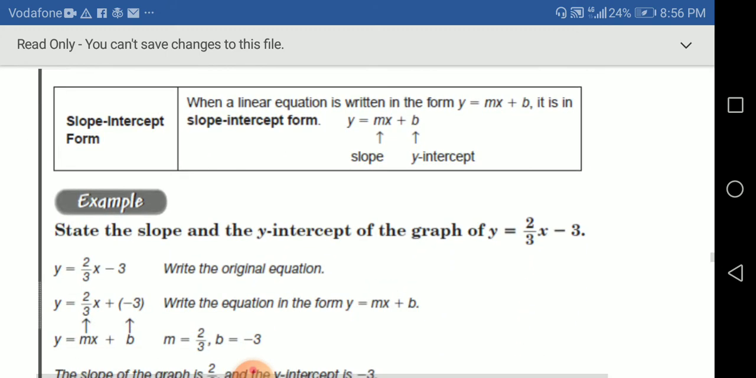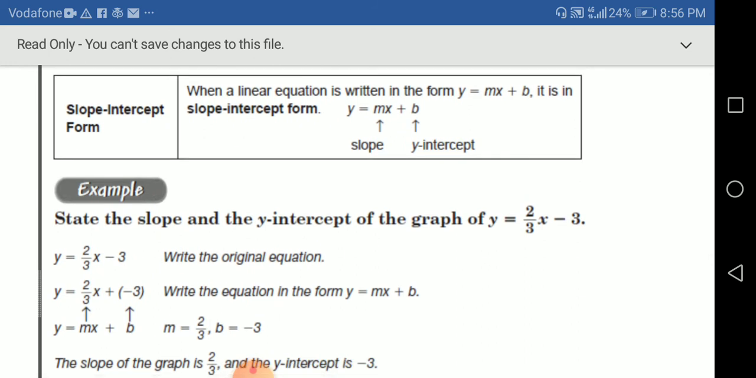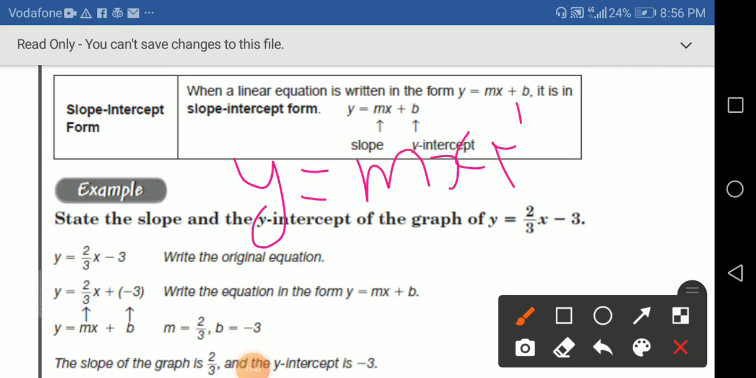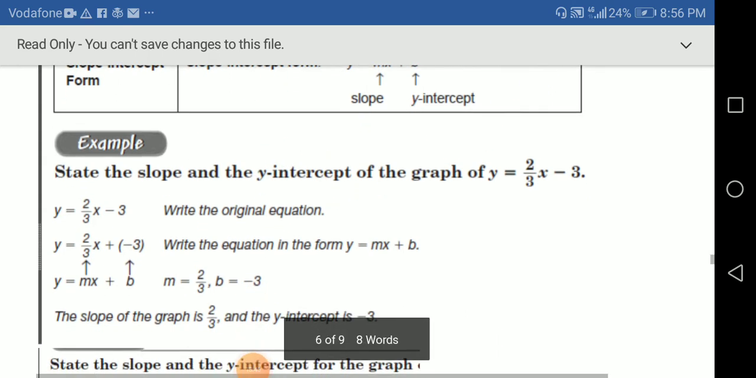Okay, guys, slope-intercept form. When a linear equation is written in the form y equal mx plus b, it's in the slope-intercept form. What about the slope-intercept form again? y equal mx plus b. This is important to study well.